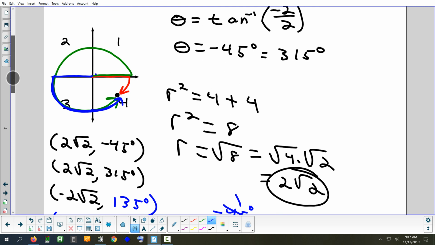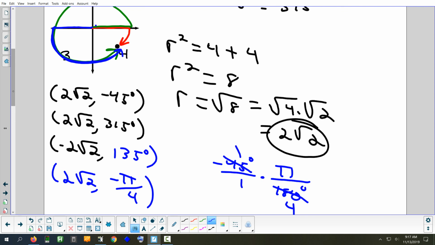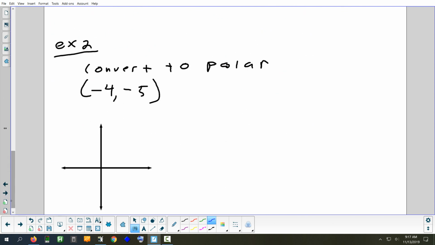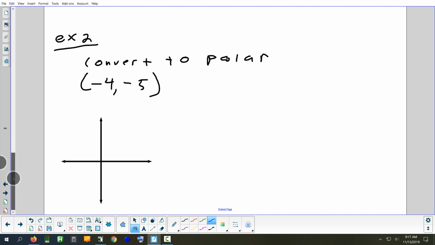All right, we'll try one more of these. I'm not going to write it 4 different ways, though. Let's try this one: negative 4, negative 5. Stephen, what quadrant is this one in? That would be on the third. Yeah, roughly right there. Good enough. It's left and down.